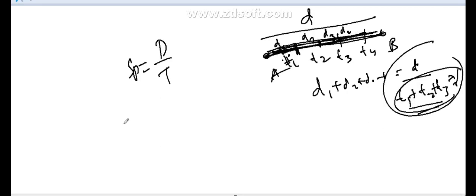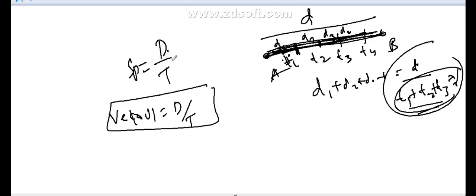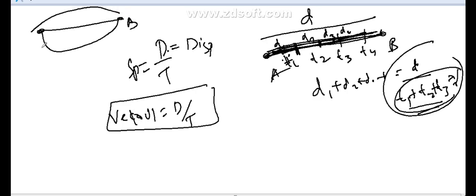Similarly, what is velocity? Displacement by time. Your distance and displacement can be the same when you walk in a straight line. If I travel here, then your distance and displacement are the same. But if I travel along a different path, your distance is this one, and the displacement is different.